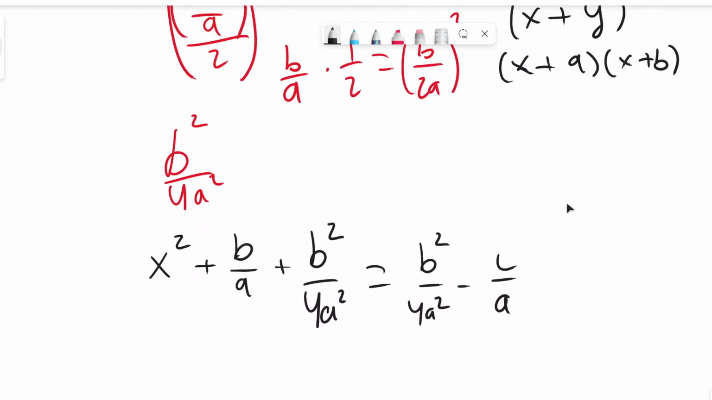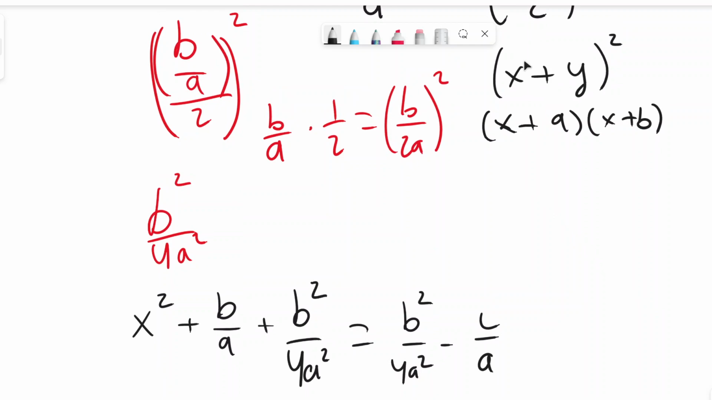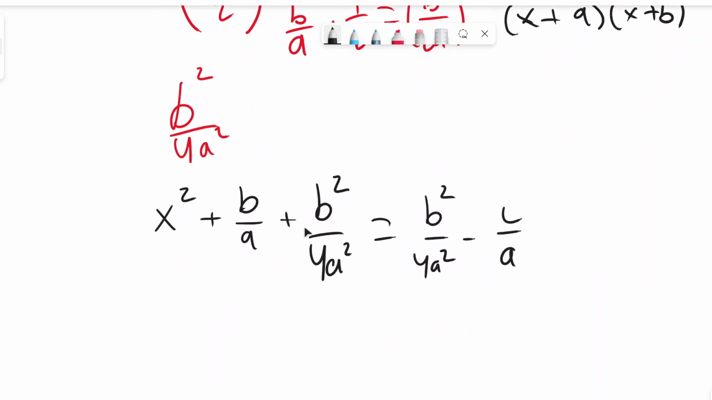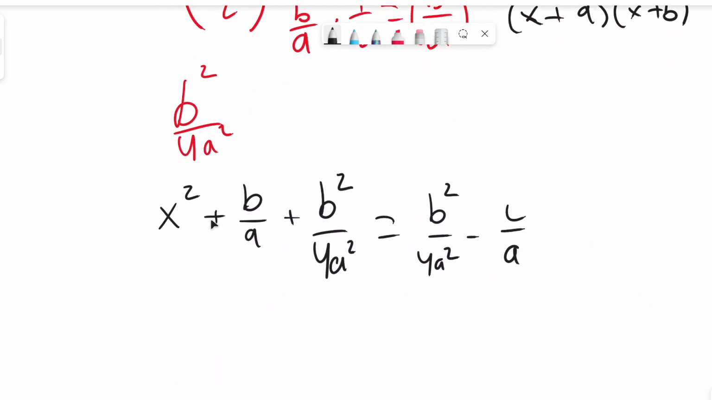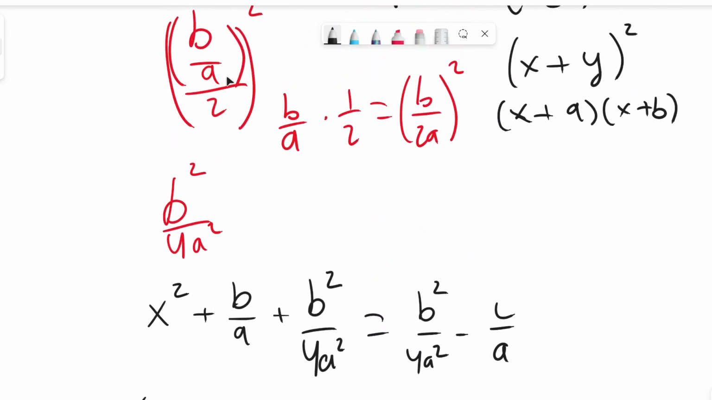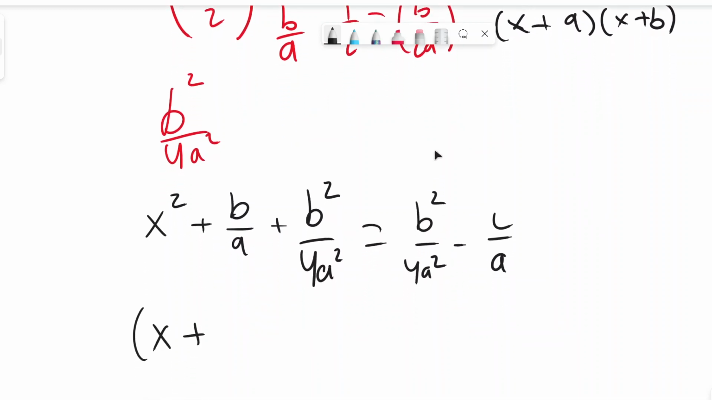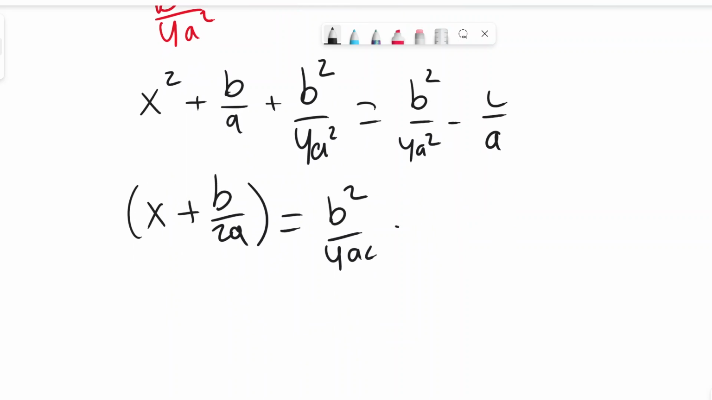Now you remember what I was talking about when we could abbreviate it as this? Well, that's what we're going to do on the left-hand side of the equal sign. So instead of writing all of this, we can just condense this into x plus. Now what are we going to add this with? Well, we're going to add this with b over a divided by 2. It's this value here, b over 2a, before we squared. So b over 2a now equals b squared over 4a squared minus c over a.